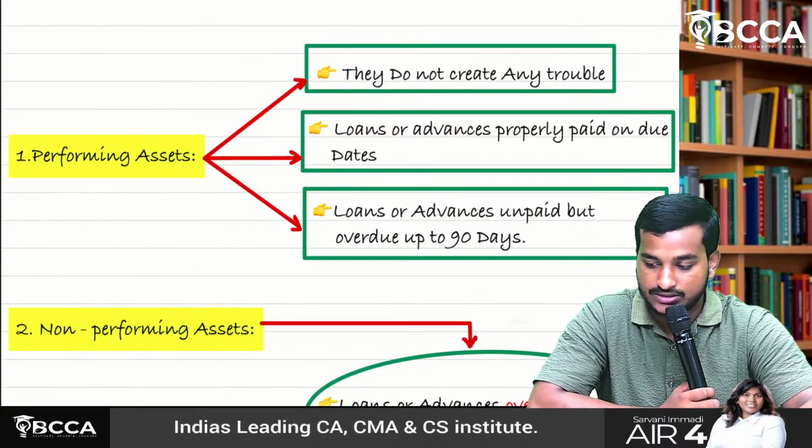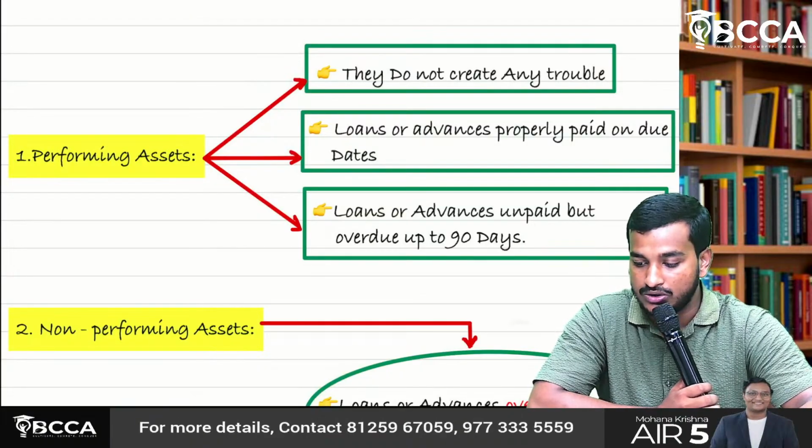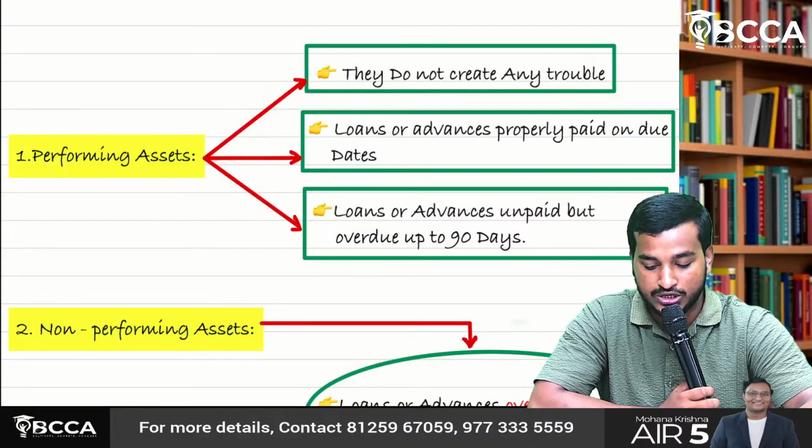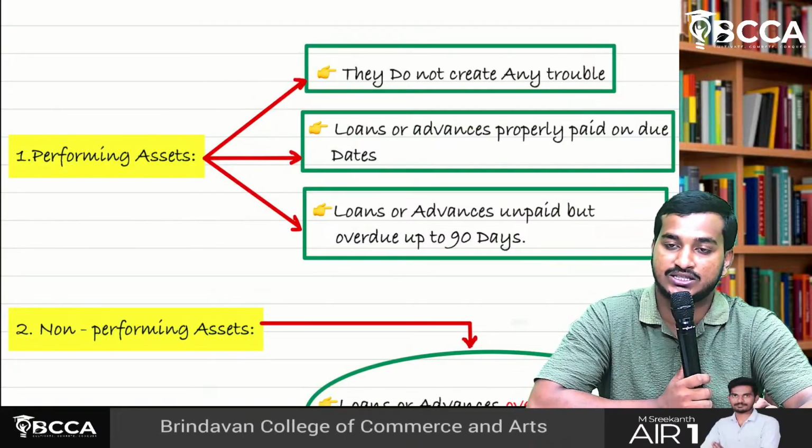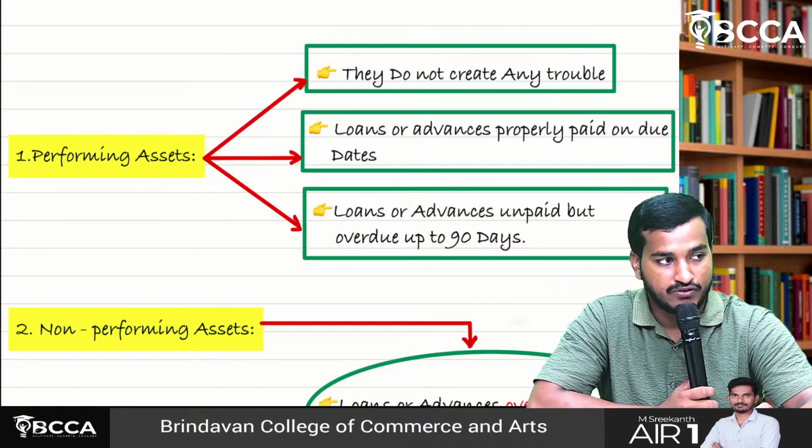Performing assets do not create any trouble. Loans or advances properly paid on due dates, and loans or advances unpaid but overdue up to 90 days, will be called performing assets.